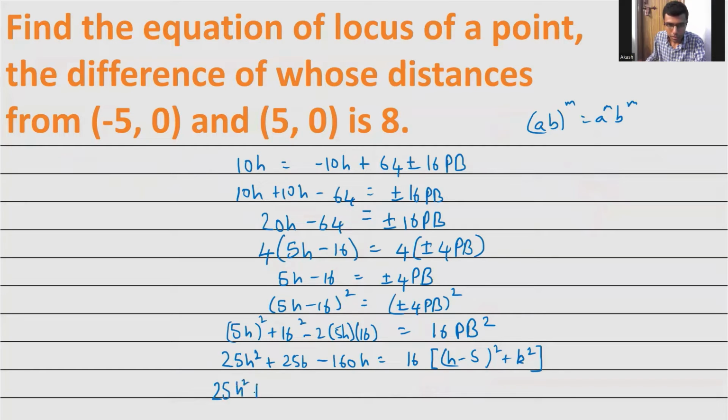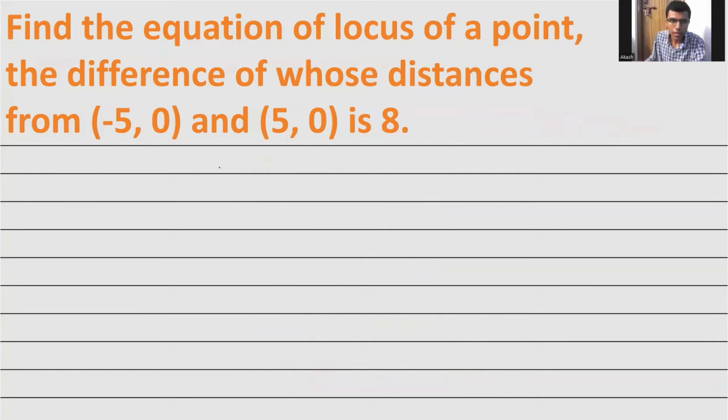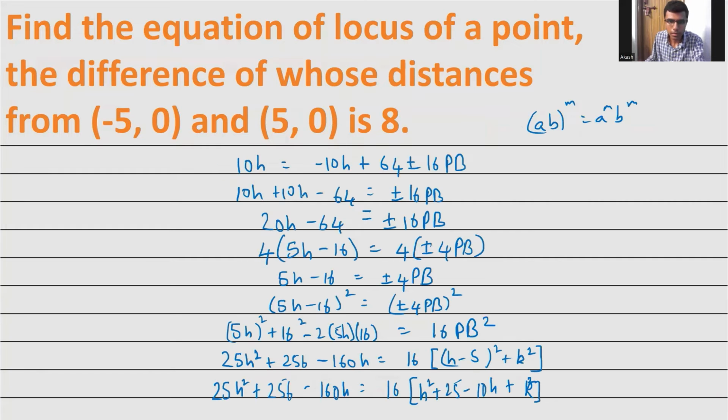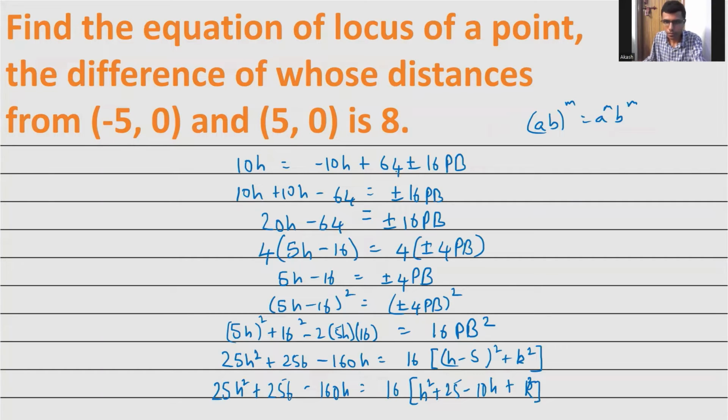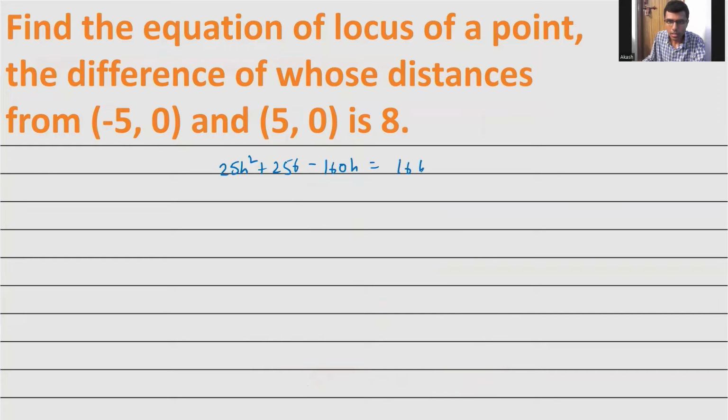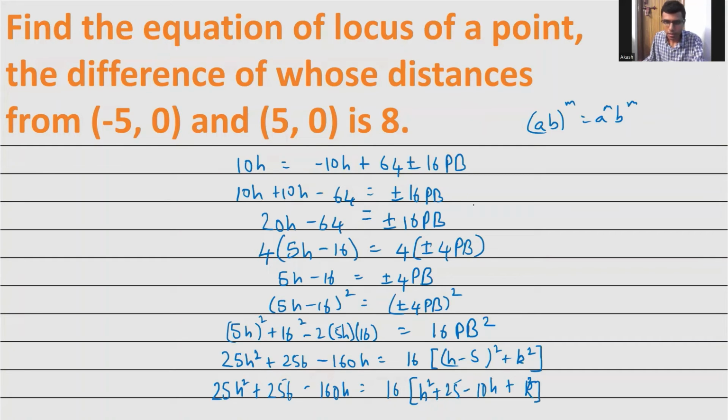So 25h square plus 256 minus 160h. Keep the LHS as it is for the time being. 16 into, expand here, this square, h square plus 25 minus 10h plus k square. Okay, I'm going to next page. So 25h square plus 256 minus 160h is equal to 16h square. So I'm just multiplying this.